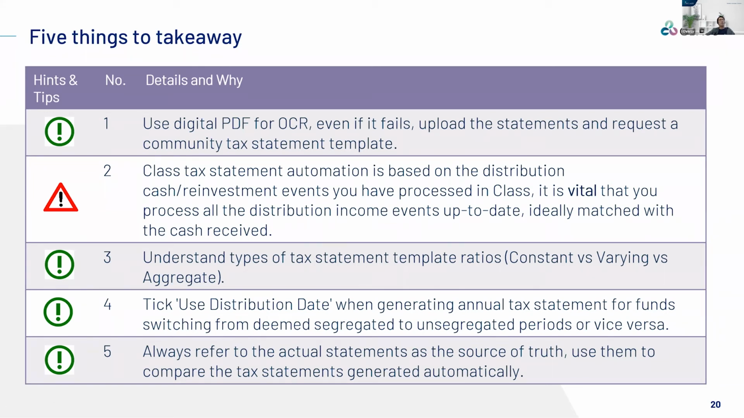Like we previously mentioned, for some scenarios, we need to tick to use the distribution date when generating the tax statement, for the superfund switching from deemed segregated to unsegregated period or vice versa. And always, we recommend to refer to the actual tax statement PDF as the source of truth, and then compare with the automation in Class. And if you're happy with it, then you can submit the event.